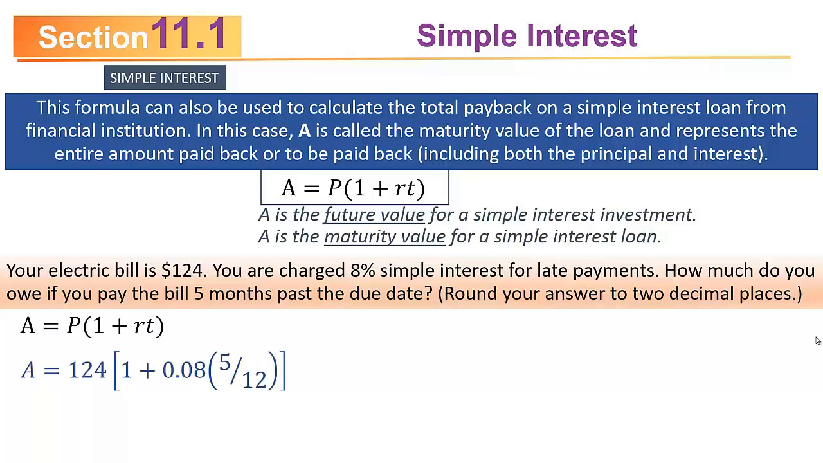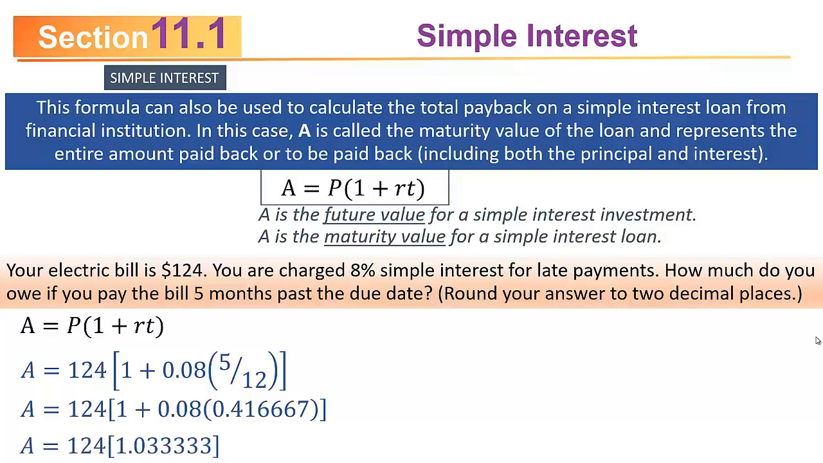The principal is the amount of the bill, that's $124. The interest rate is 8%, that's 0.08. You're doing it 5 months late, so that's 5/12 of a year. 5/12 is about 0.416667. Multiply by 0.08 and add 1, and you get 1.033333.